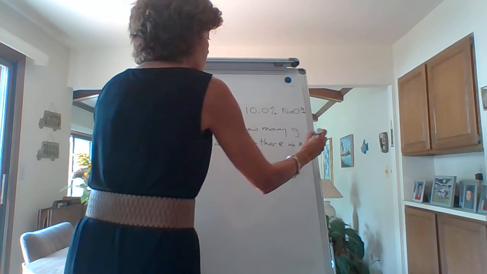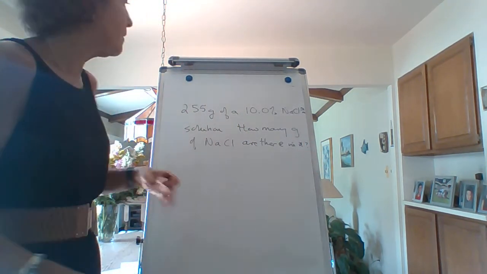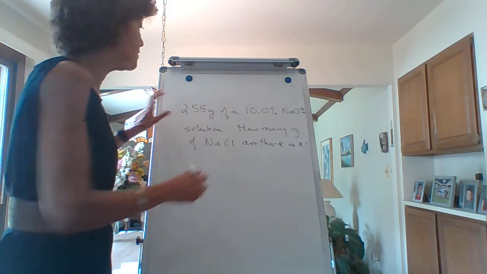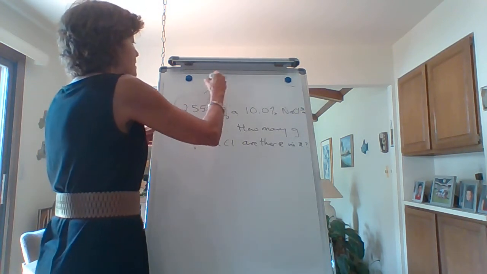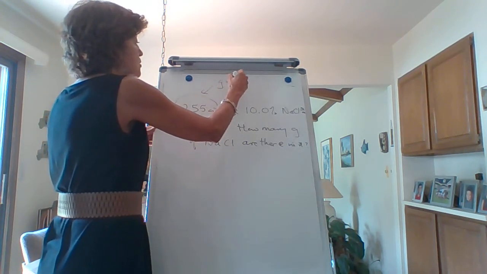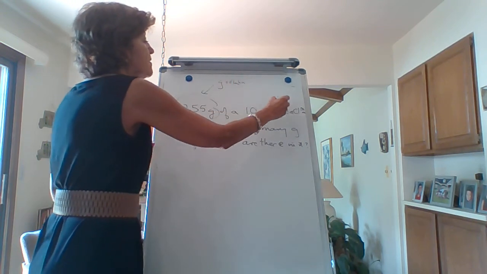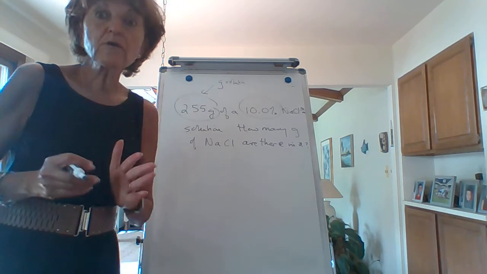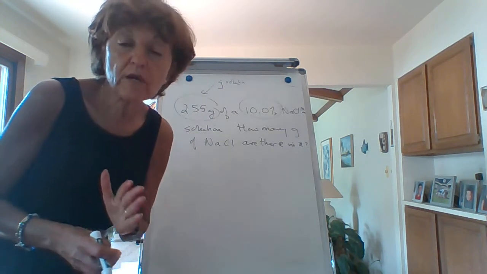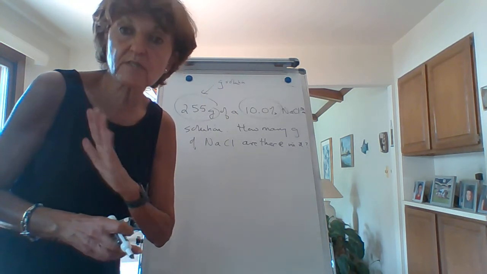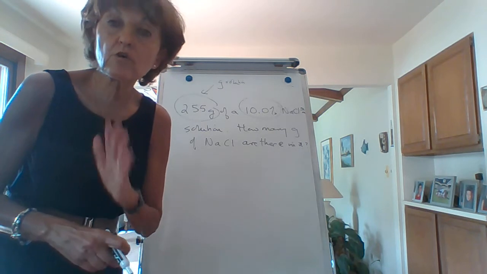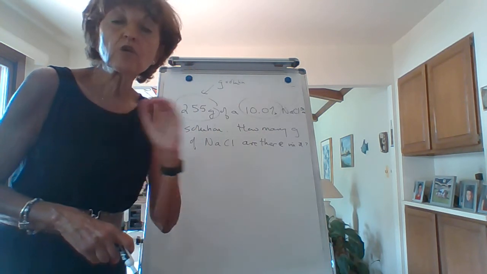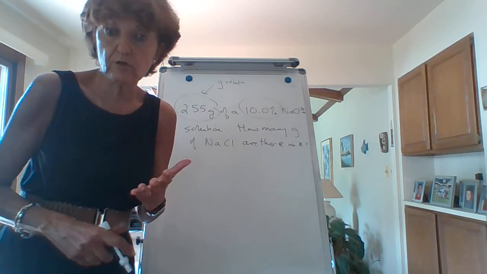Okay, so that's one way it could be worded. So they've given you the grams of solution. So this is the grams of solution. And this is the percent. Now, I always tell my students, the first thing you want to do, if they give you a percent, immediately put units on it. Get rid of this percent sign and put units on it so you know how to use it as a conversion factor.